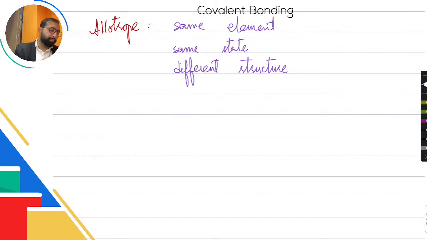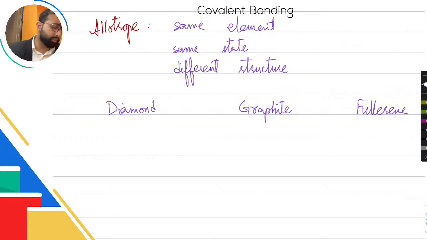For example, diamond is 1, graphite is 1, and the third one is fullerene, which is named after, I think his name was Fuller. He was an engineer, and he was the first one to draw a structure based on this structure of the fullerene. He drew a geodesic globe or something. Anyways, so these are the 3 things for this.